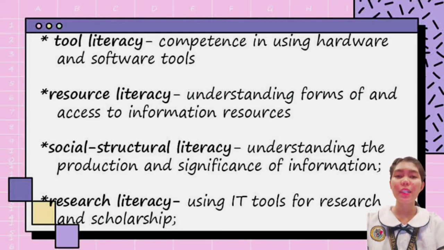The next is resource literacy. This is the ability to access information, the ability to know how information can be gathered or located, the ability in finding ways how a particular information can be found.